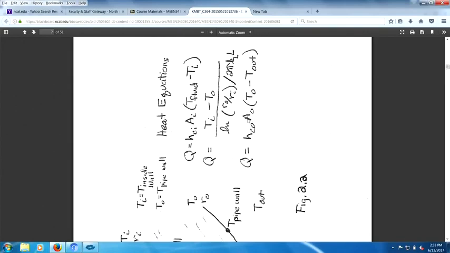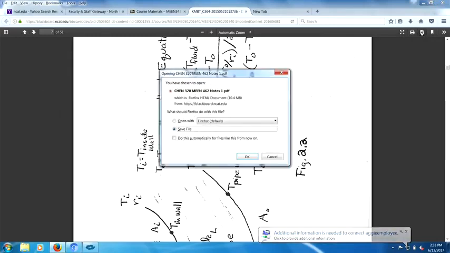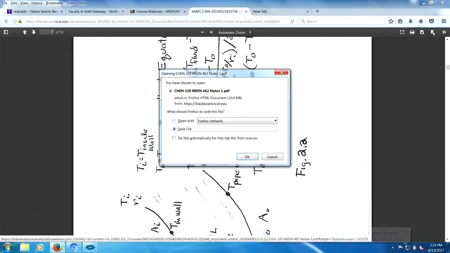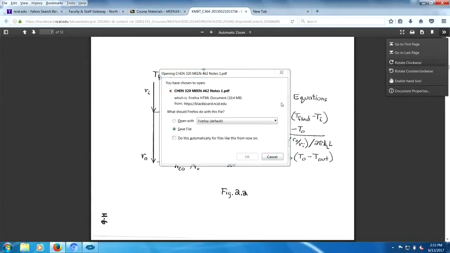Okay, so I'm sorry. Let's see if we can do a rotation on this thing. That doesn't give it to me. What's over here? Rotate clockwise. There you go.